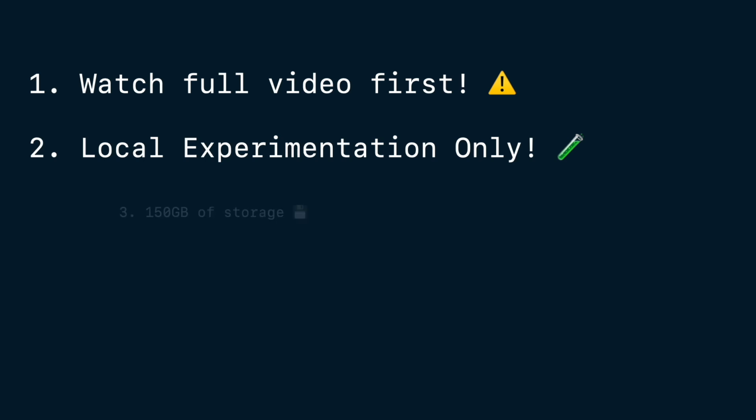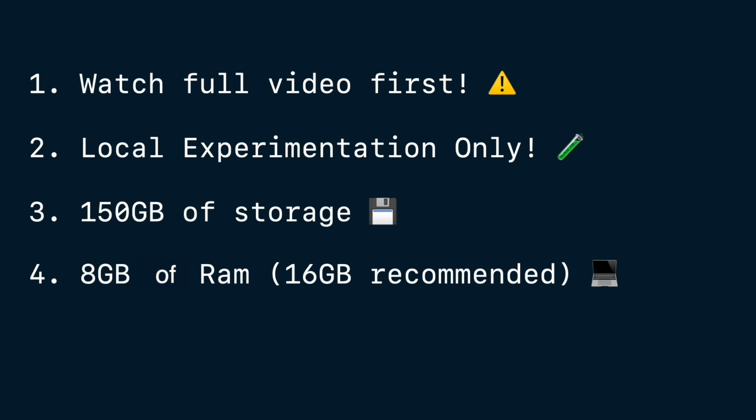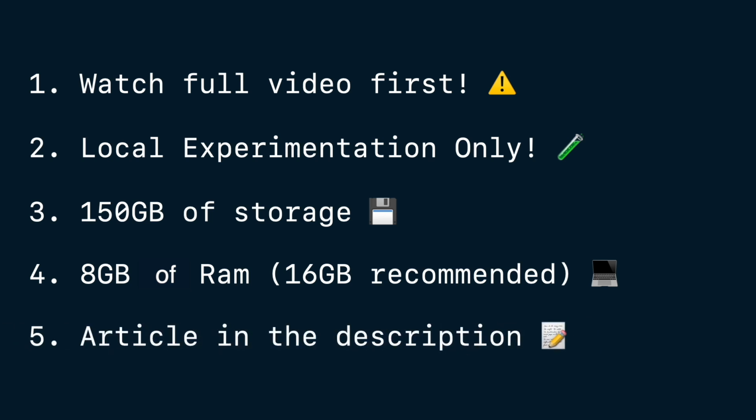Third, compiling Swift requires a lot of disk space. It's recommended to have at least 150 gigabytes. Trust me, I learned this the hard way, running out of storage multiple times. Fourth, RAM is also important. In this video, I'm assuming you use macOS. Make sure you have at least 8 gigabytes, but to be honest, 16 is recommended. And lastly, this video will walk you through every step with detailed explanations. But if you want to skip straight to the point, check the description below for a summarized article.